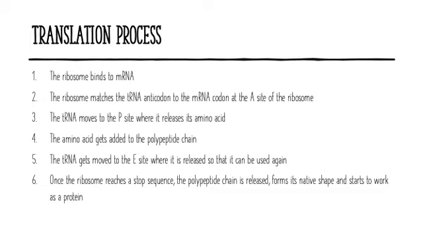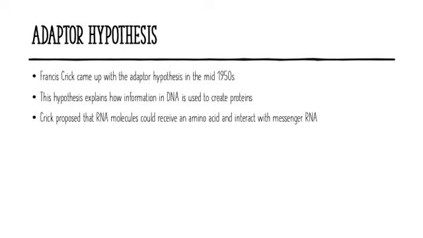Once the anticodon and the codon are confirmed as a match, the tRNA moves to the P site, where it releases its amino acid to the polypeptide chain. The tRNA then moves to the E site, where it gets released so that it can be used again. Once the ribosome reaches a stop sequence on the mRNA, the polypeptide chain gets released and forms its native shape. The now formed protein will then begin to perform its function in the body.